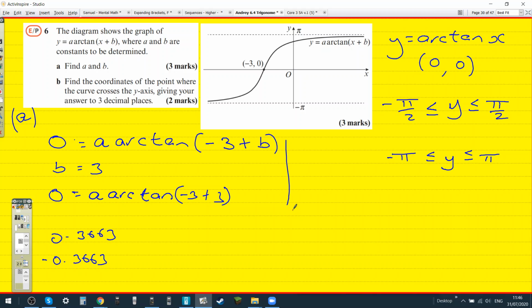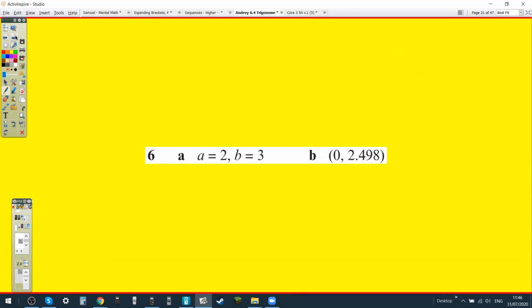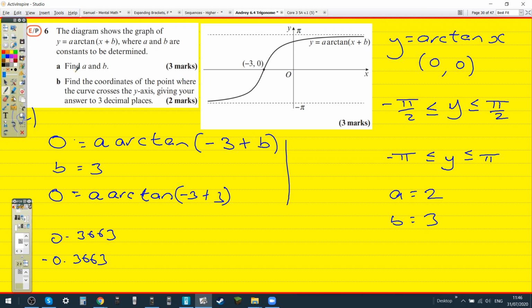So does that mean that A is equal to 2? So I believe that means A is 2, and we said B is positive 3. So 3 to the left. A is 2, B is positive 3. That's it.